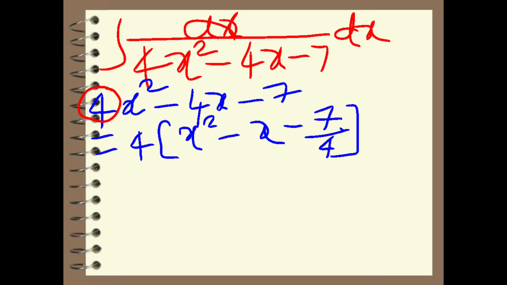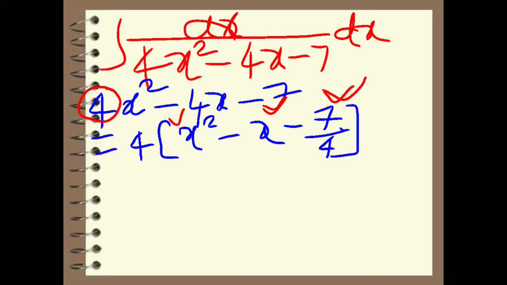Now we have to convert this expression into the form x plus or minus beta whole square, that means a minus b whole square or a plus b whole square, which depends on the sign of the linear term. Already I told you. What is the linear term? The x term is the linear term. x square is the quadratic term, the x term is the linear term, and this is the constant term.